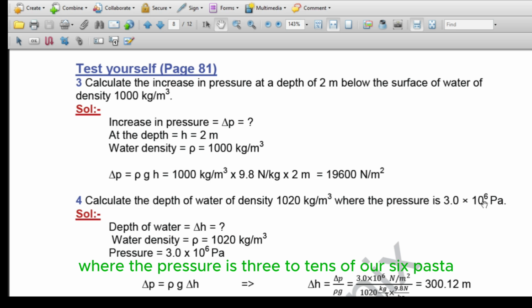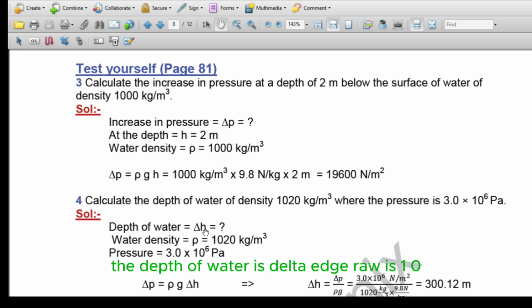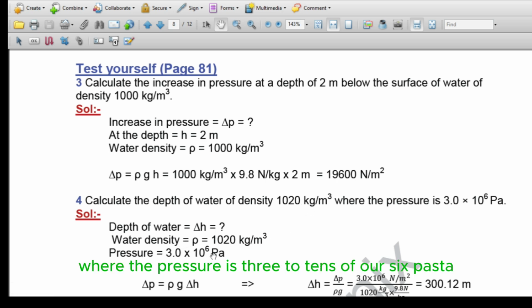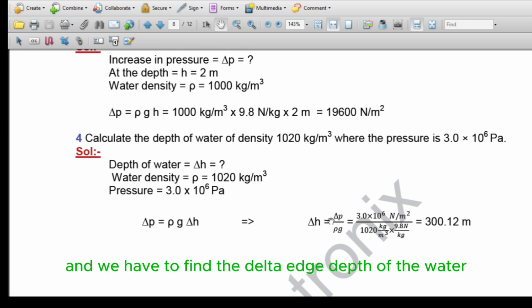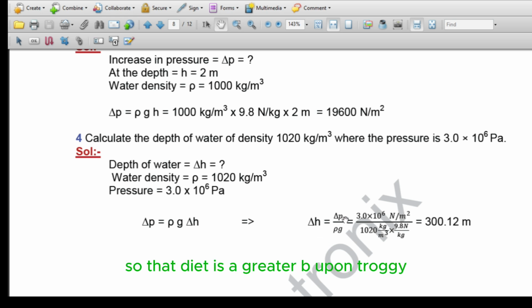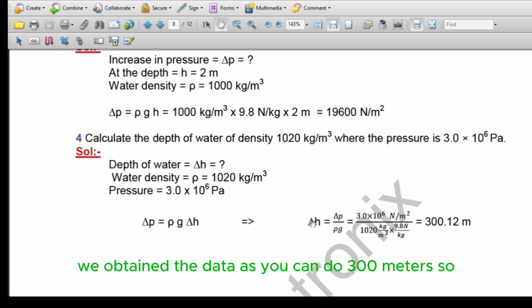Calculate the depth of water of density 1020 kilograms per meter cube, where the pressure is 3 into 10 to the power 6 Pascal. The depth of water is delta H. Rho is 1020 kilograms per meter cube, while the pressure is 3 into 10 to the power 6 Pascal. So delta P is equal to rho g delta H, and we have to find delta H, the depth of the water. So delta H is equal to delta P upon rho g, and delta P is given as 3 into 10 to the power 6 Pascal, density is 1020 kilograms per meter cube, and g is 9.8 Newtons per kilogram, and on simplification we obtain delta H is equal to 300 meters.